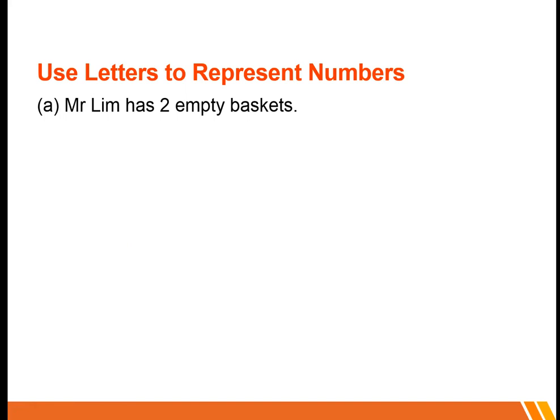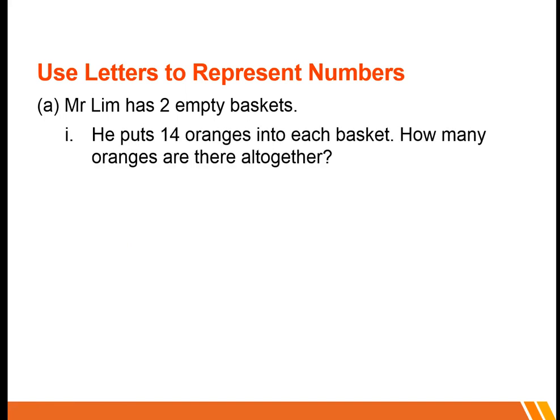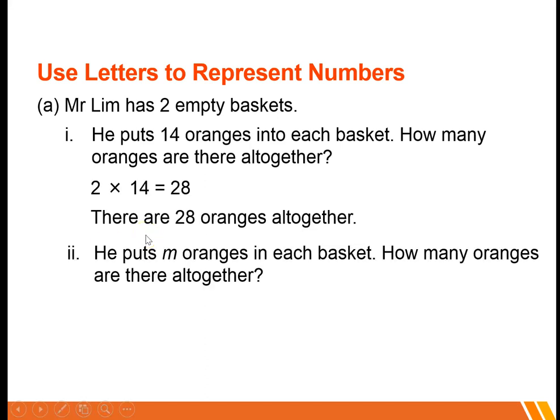Multiplication. Now, if Mr. Lee has 2 empty baskets, he puts 14 oranges into each basket. How many oranges are there altogether? Well, there are 2 ways you can solve. Either you say 14 plus 14 or 2 times 14. So that will be 28 oranges altogether.